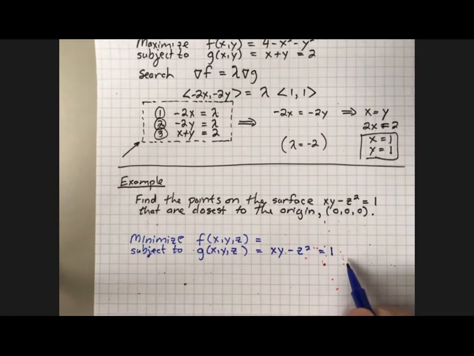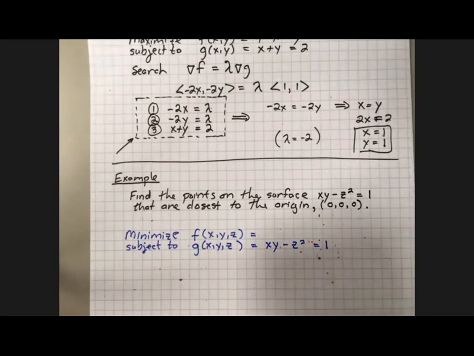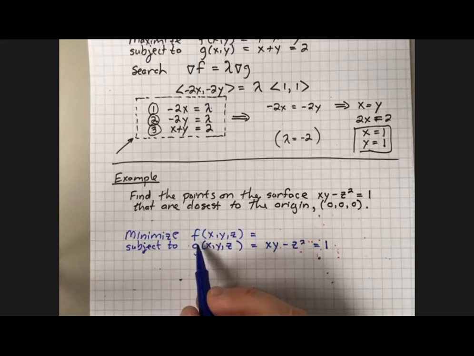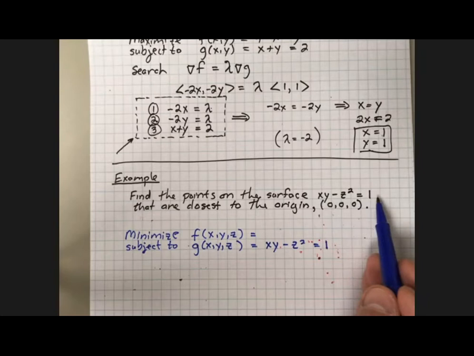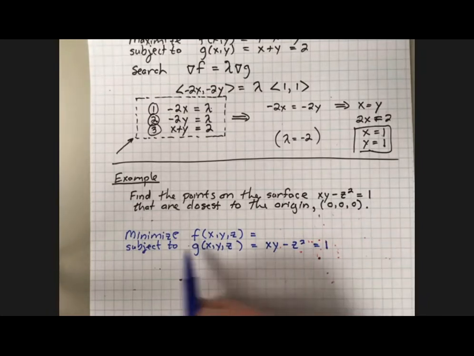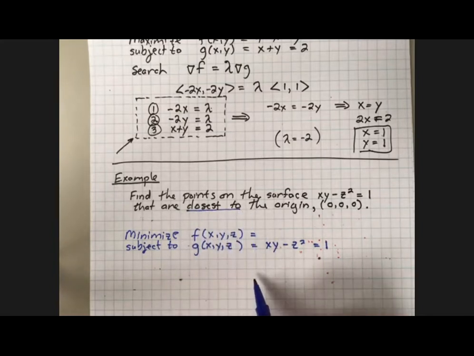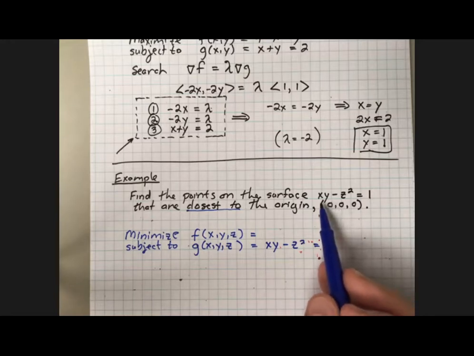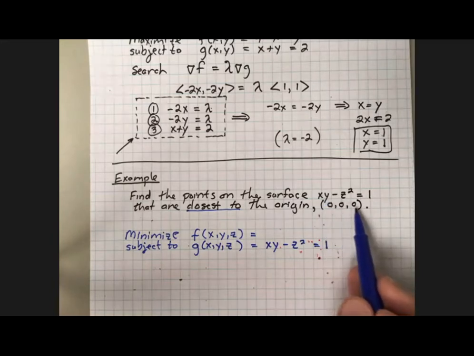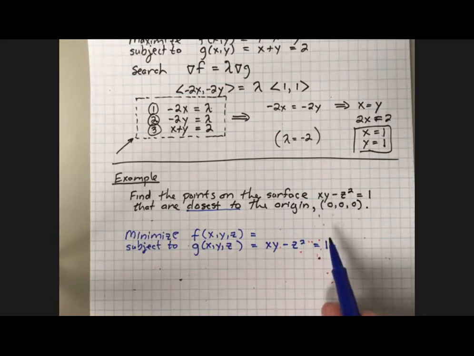So what I'm trying to point out right now is whenever you set up a Lagrange problem, you must be explicit as to what function you're trying to optimize and what function is the constraint. Here, the constraint is that I lie on the surface. Now, the moment you say this closest to, then you understand what you're trying to minimize. You're trying to minimize distance. And remember, distance is the sum of the squares of the differences of the x, y, and z coordinates square rooted.